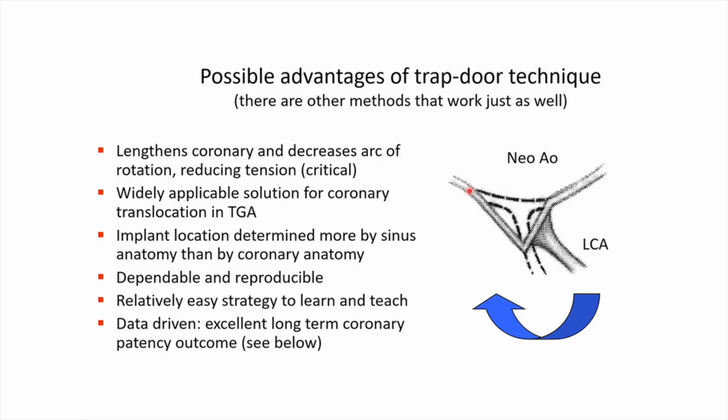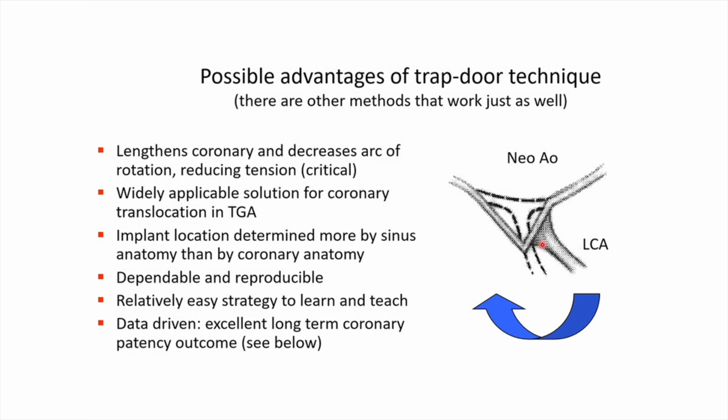there will be 2 parts of the coronary ostium. This part has extra length from the neo-aortic wall because of the trapdoor technique. But this part will be attached directly to the neo-aortic wall. So there will be more tension if the RV over here is distended, so the coronary will be stretched compared to this side.